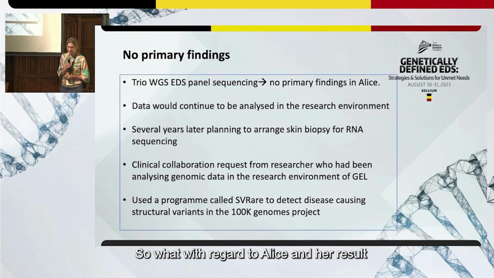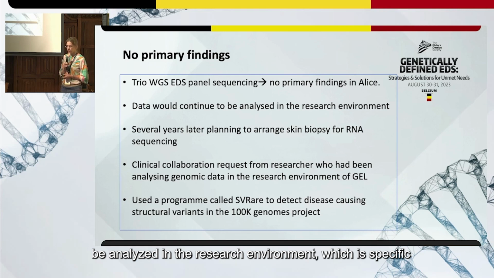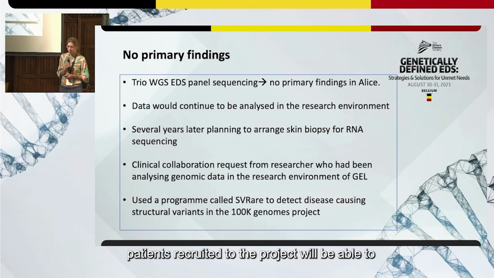With regard to Alice and her result from the 100,000 Genomes Project, there were no primary findings, as it was mentioned. So her result was again normal. And it did mention that data would continue to be analyzed in the research environment, which is a specific environment where the genetic data of the patients recruited to the project can be accessed by researchers who have signed up to specific projects.